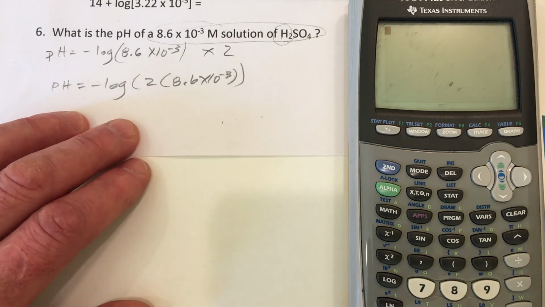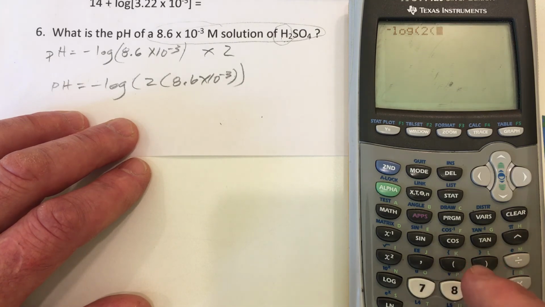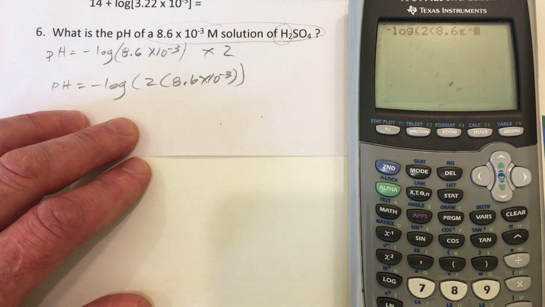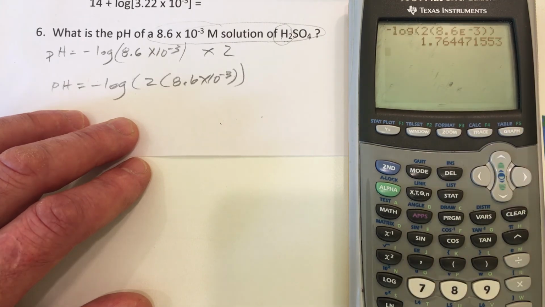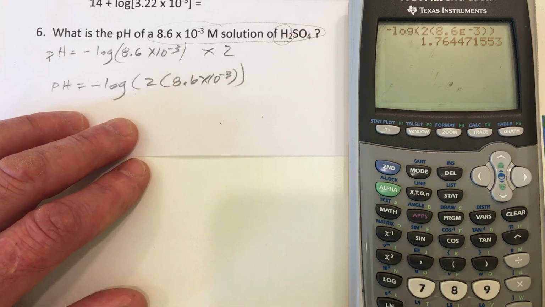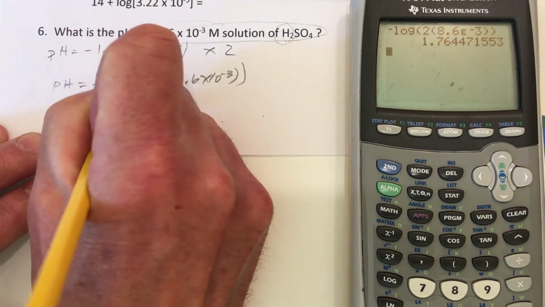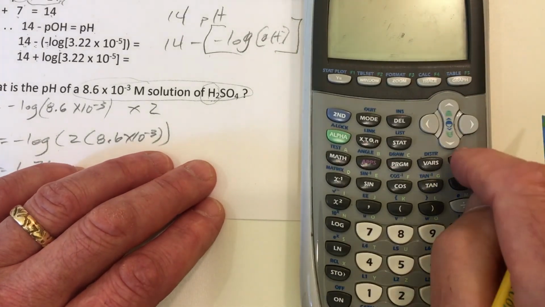So I'm going to do negative log, and then it gives me the parenthesis to start with, so I don't have to put in this parenthesis. 2 times, now I'm going to do a parenthesis, 8.6 exponent, negative 3, close the parenthesis, and then one more parenthesis, equals. And again, I get my answer, 1.76. Just 1.76 is my pH. pH equals 1.76.